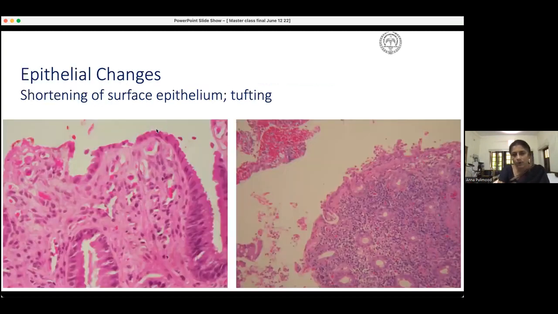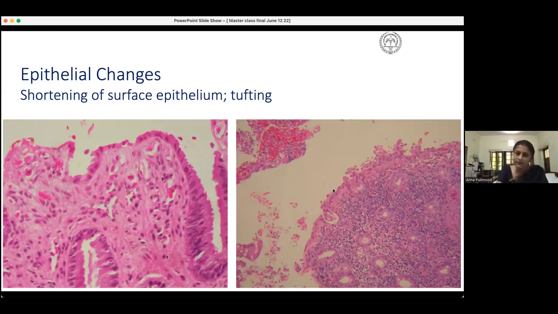Another response to injury is flattening or shortening of the surface epithelium. This is because of damage. This is also how restitution works: if there was early loss of epithelial cells here, the epithelial cells from here will flatten out and spread out and cover the surface. Okay, so that is restitution, and that's seen early in injury. So, shortening of the surface epithelium.